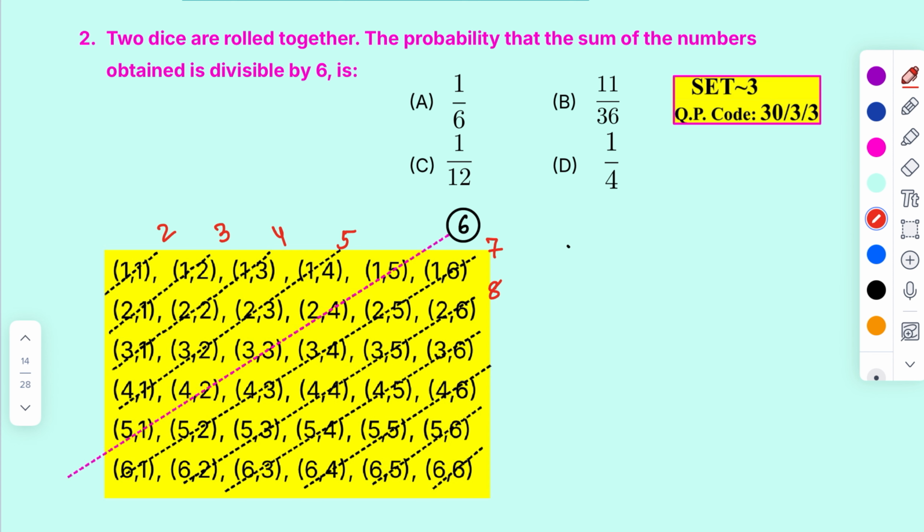Similarly, here the sum will be 7, 8 here, 9, 10, 11, and the sum is 12. That means the minimum sum will be 2 and the maximum sum will be 12. If you roll two dice and add the numbers on the top faces, we will have a maximum value of 12 and a minimum value of 2. And out of these numbers, only 6 and 12 are divisible by 6.